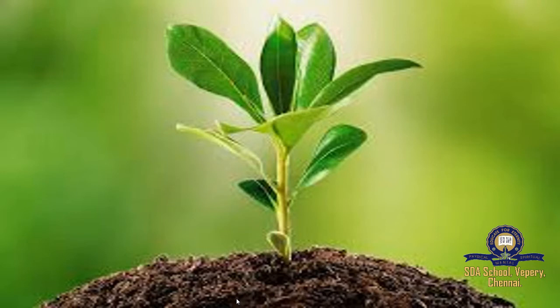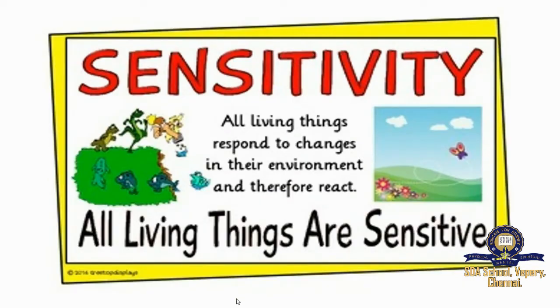We would not have observed it clearly, right? But all plants show movements. But unlike animals or human beings, plants never move from one place to another. They can move their body parts for getting sunlight, water, and some nutrients. Plants are sensitive to external factors like light, gravity, temperature, and so on. All living things respond to changes in their environment and therefore react. All living things are sensitive.